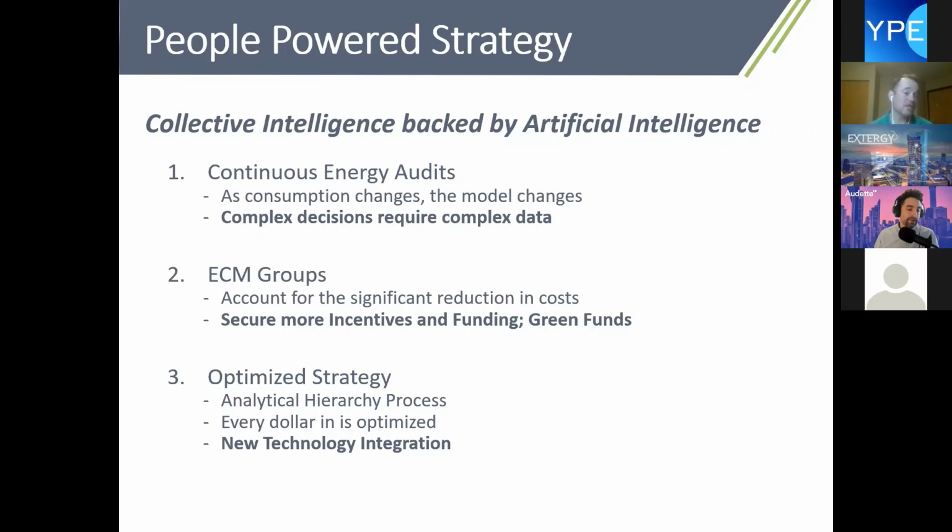So to address the first issue, we call it a continuous energy audit. This is a dynamic energy model. At any time a new piece of data goes in, your energy model updates. Anytime you put in a new tool, a new boiler, etc., the model will automatically update, so that when it comes time to make a decision on a building, you have data of what's actually going on. We promote that by saying complex decisions really require complex, continuous, dynamic data, and that's what this provides.